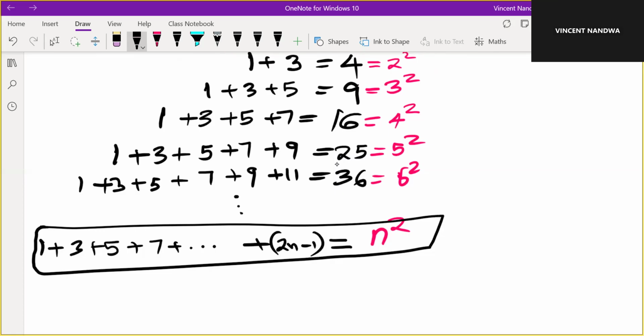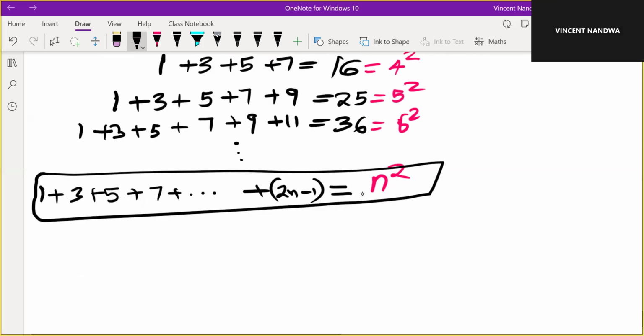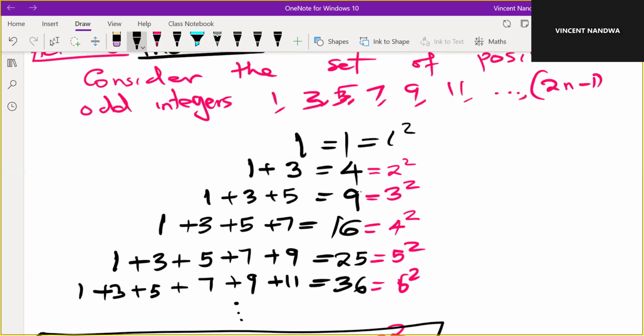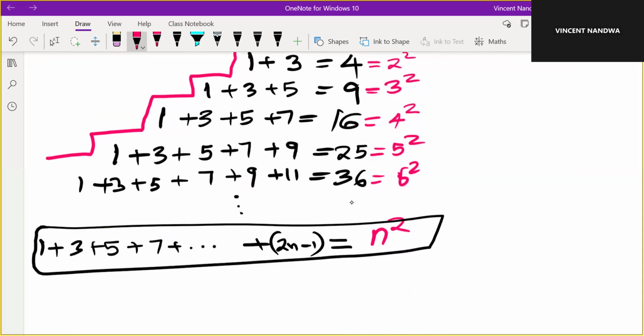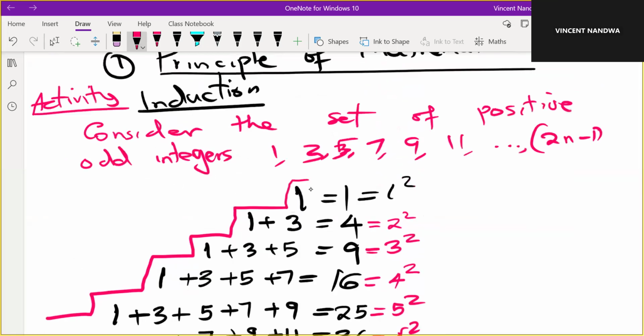So from a layman's point of view, you see the way we have arranged these numbers or these sums here, it's like they are forming some stair. Are you seeing? Yeah, we are forming some stair. So for us to confirm that the sum of the first n odd positive integers is n squared, we need to confirm that when we start with the first number, only one term, the answer is true.